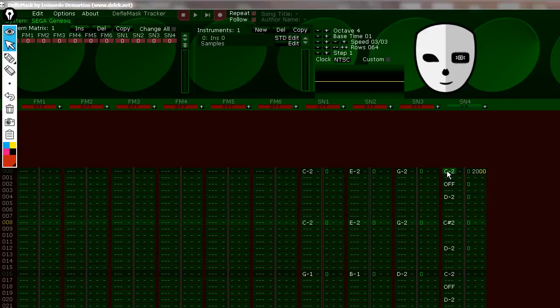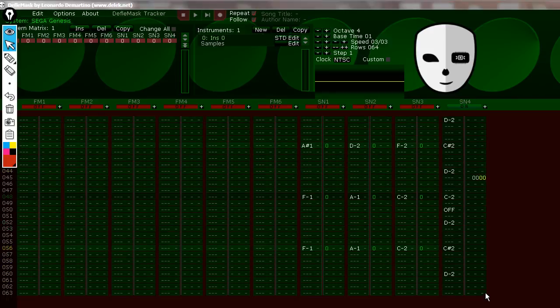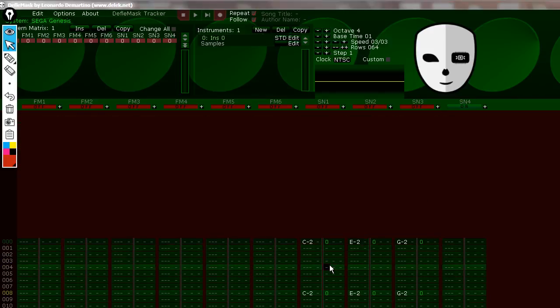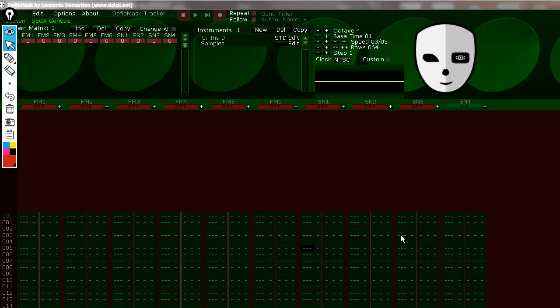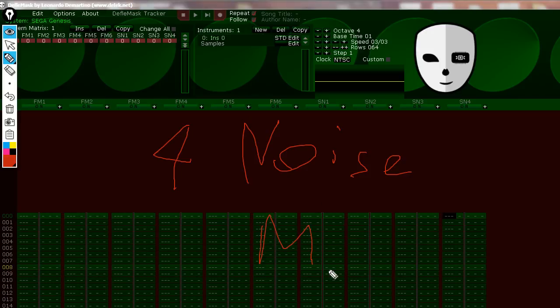So what does this all mean here? If you want to look at it like this, let's just clear all this out, and I'm going to explain how the actual system looks at this. So we have four modes, okay? Four noise modes. Alright guys, excuse my sloppy handwriting. Four noise modes. Alright, check it out.